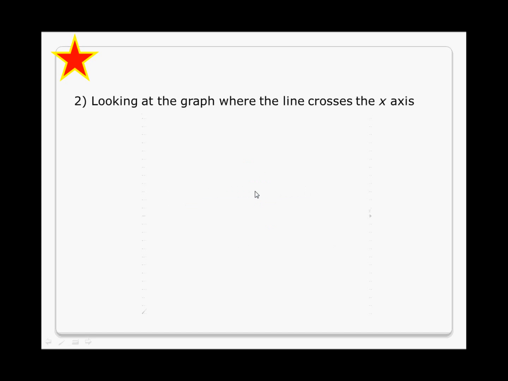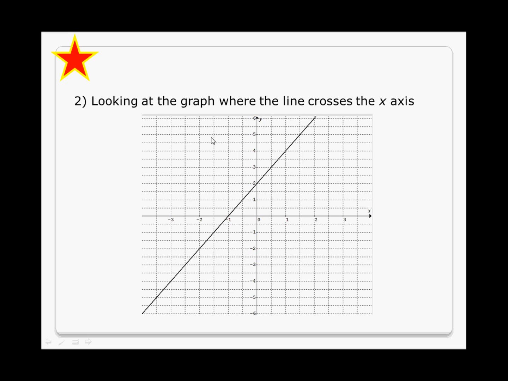The second technique is to look at a graph. Here we have a graph already plotted out, and I want to find where the line crosses the x-axis. Here it is right here. So therefore, the x-intercept is -1 across and 0 up. So you notice that the y value is 0.